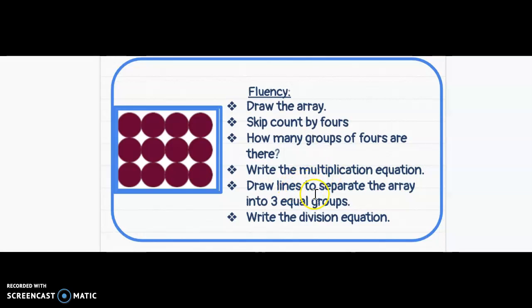Now I need for you to draw lines to separate the array into 3 equal groups. Boys and girls, go ahead and show me what you have on your whiteboard. Wonderful. You have a line here and a line here. And you now have your three equal groups. Now write the division equation that matches what you just did. Wonderful. Your answer should be 12 divided by 3 equals 4.